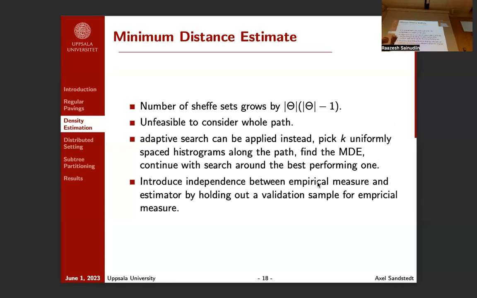We basically zoom in until we compare histograms that are equally complex. And in the end, we get something hopefully quite performant.